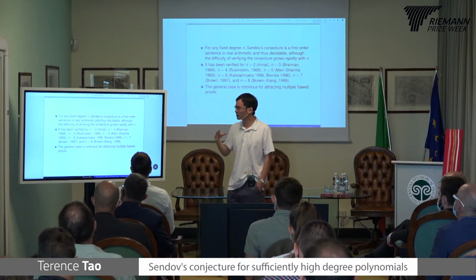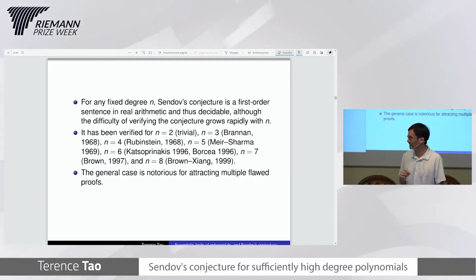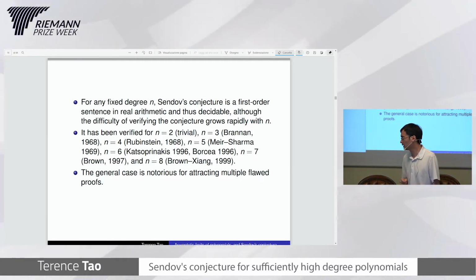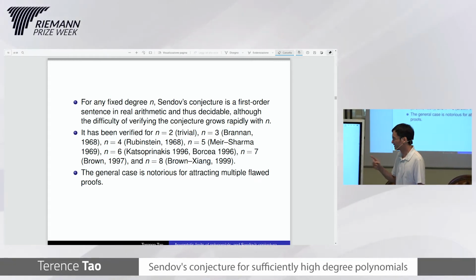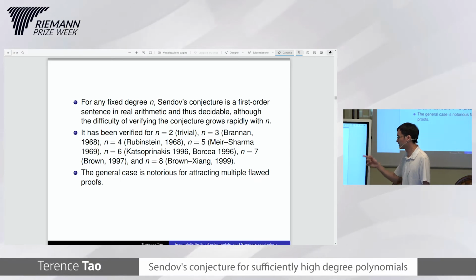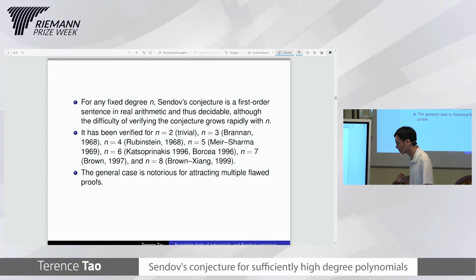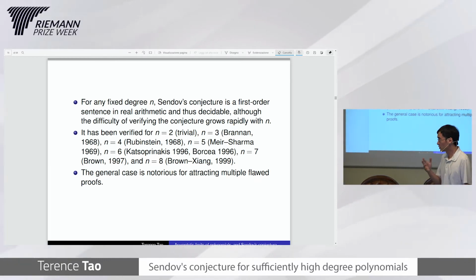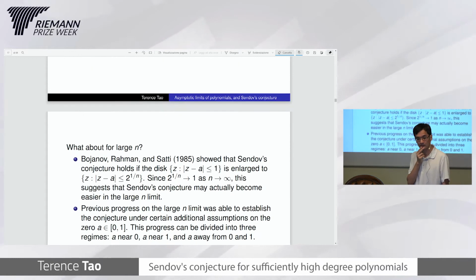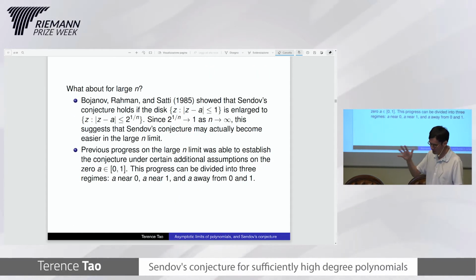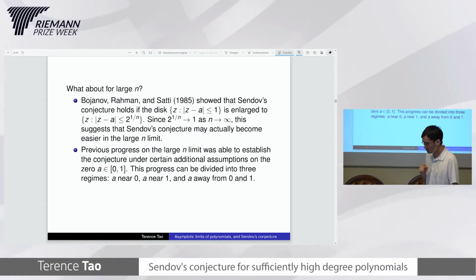There are papers floating around that claim 9 and 10, but they have not been generally accepted by the community. Like many well-known conjectures, this one unfortunately attracts a lot of incorrect proofs. Okay, but it's true up to degree 8. Okay, next slide, please. Okay, so that's the case of small n, small degree.